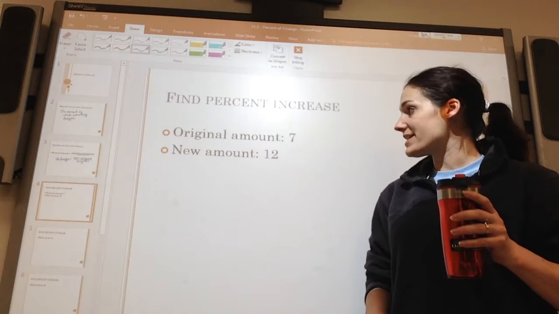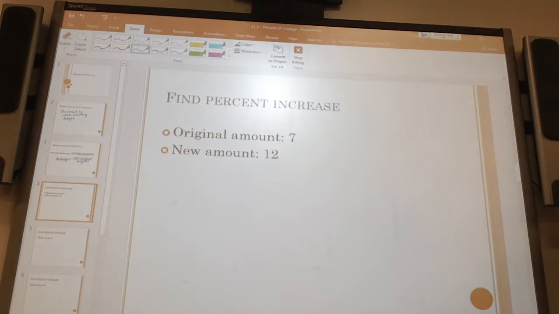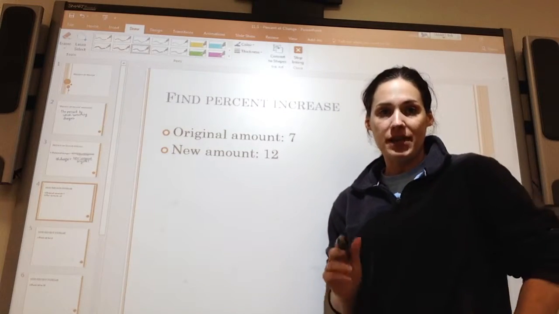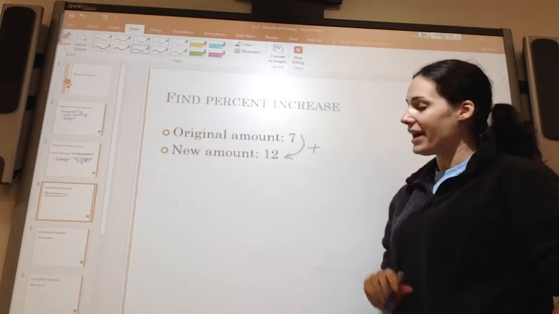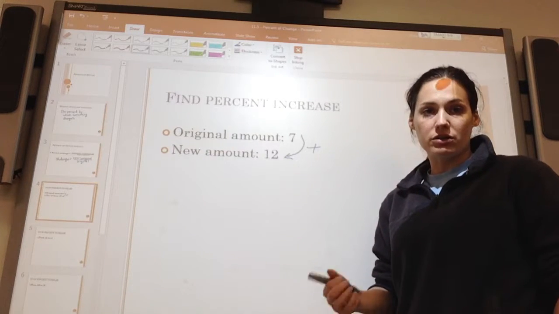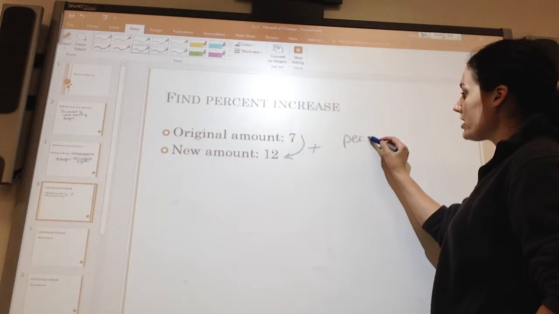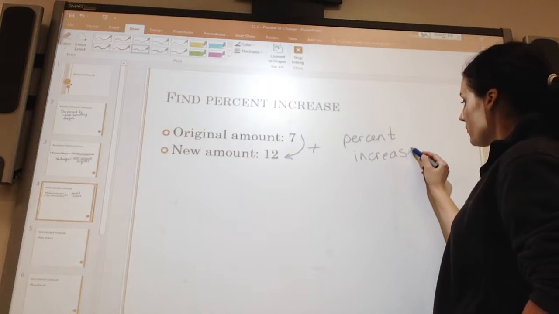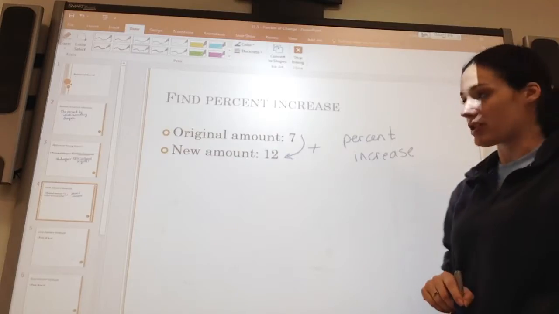The original amount is 7 and the new amount is 12. So percent of change can either be an increase or a decrease. In this case, if the original was 7 and the new is 12, that had to go up to get from 7 to 12. It's like growing or aging, something increased. So what this is going to be called is a percent increase, because the original to the new went up. So it increased instead of decreased: percent increase.